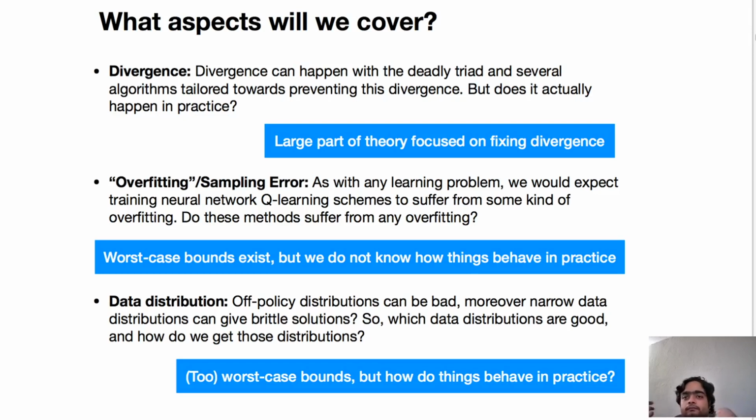And here too, as we looked at in the offline RL lecture as well as in the RL theory lecture, you can prove worst-case bounds. You can show that in the worst case, you need some properties on the data distribution, because otherwise things will be bad. But how do things typically behave in practice? The average-case scenario is unclear, and we'll go over some of those things today.